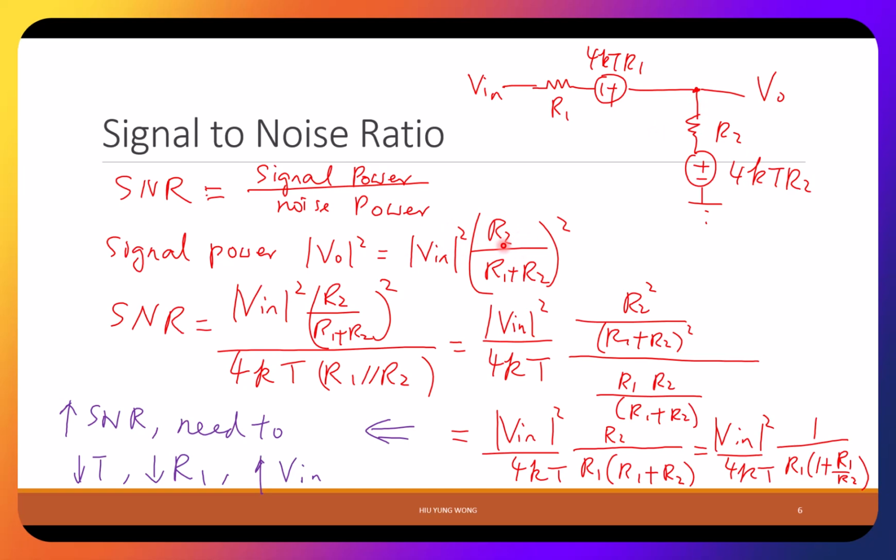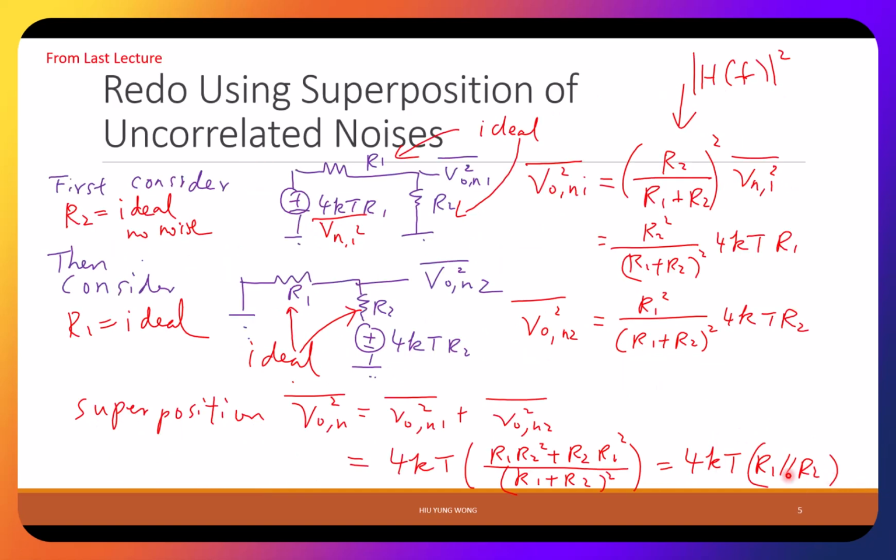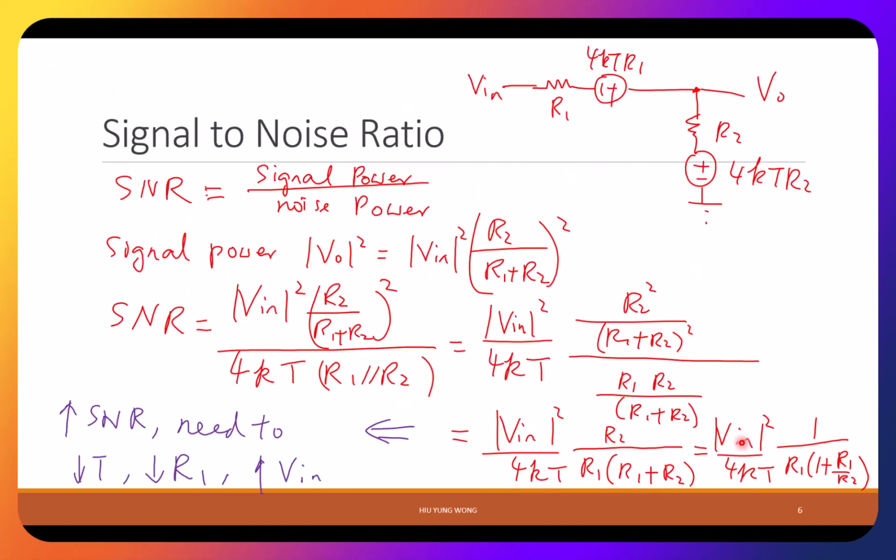So what is the signal to noise ratio? I already know what the noise power is, right? We did that here, 4kT R1 parallel R2. So SNR is this term divided by this term, okay? Please try to go over the math yourself. It's not difficult. R1 parallel R2 is just R1 times R2 divided by R1 plus R2. Pause it and see if you get what I have here.